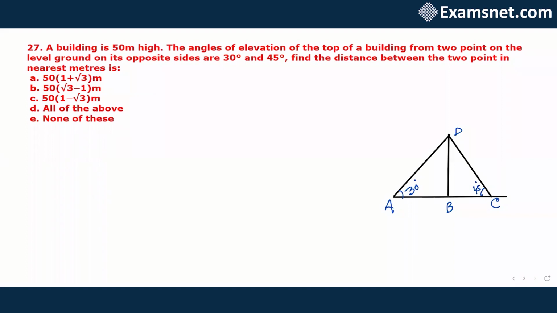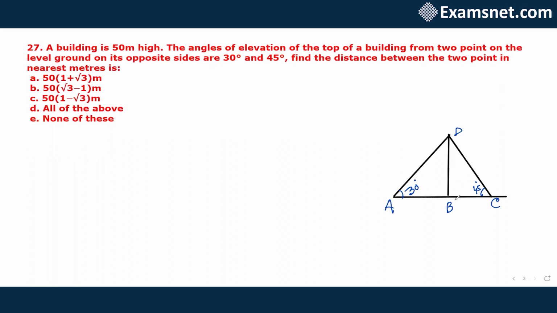Question number 27 states that a building is 50 meter high. The angles of elevation of the top of a building from 2 points on the level ground on its opposite sides are 30° and 45°. Find the distance between 2 points in nearest meters.